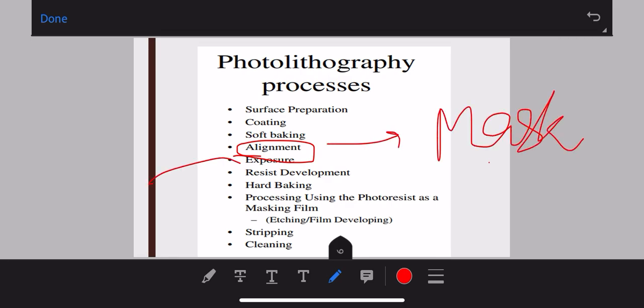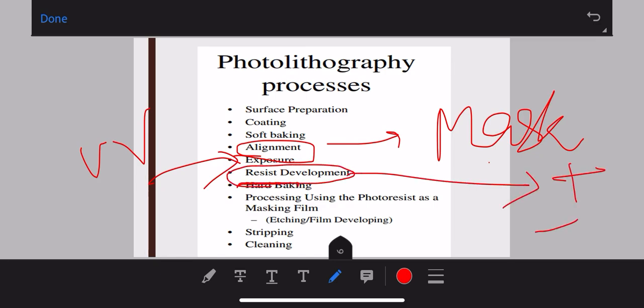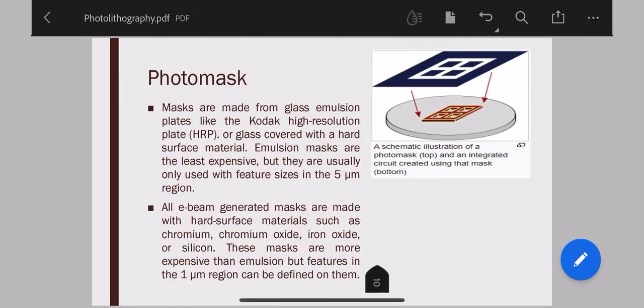Then exposure with your UV lights, then resist development, let it develop for some time. Resist development depends upon whether you have a positive or negative photoresist, like which one will become hard and which one will become soft. Then next we have hard baking, then processing using photoresist as a masking film, then stripping, meaning removal, and then finally cleaning of your surface. These are the steps involved in the photolithographic process.